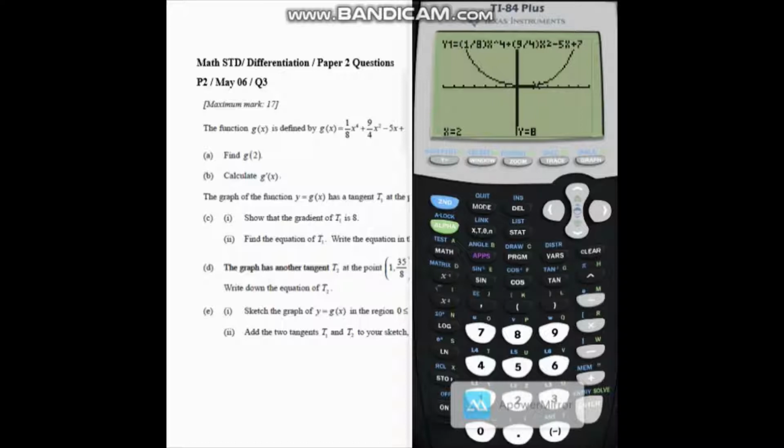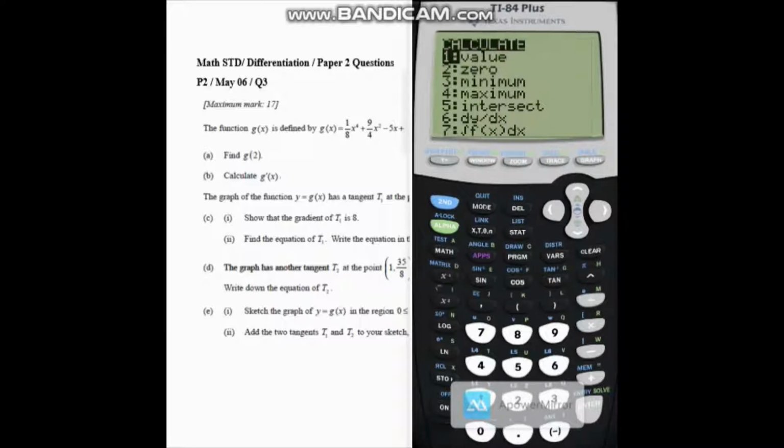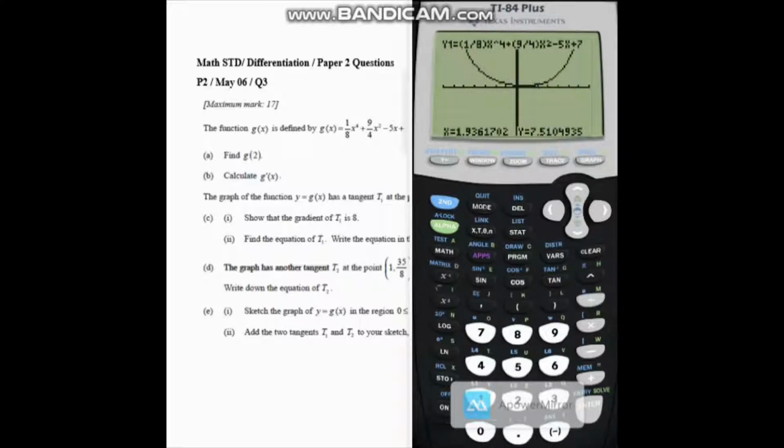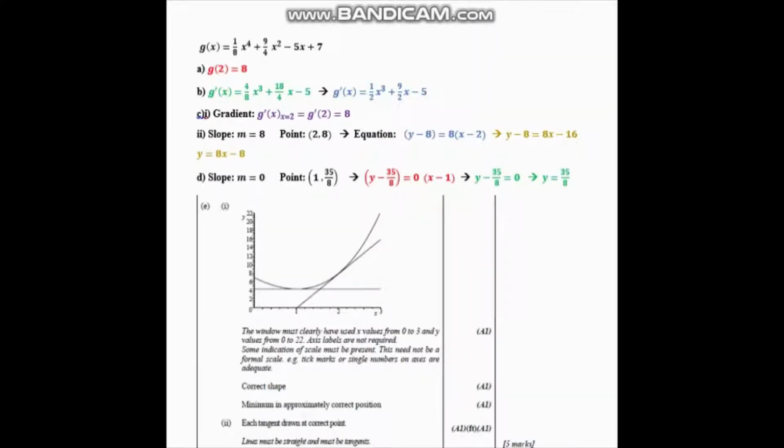I need to find the slope or the gradient when x equals 2. So I shall press on second, trace dy by dx, 2, and the calculator tells me that the gradient is 8. Hence, g dash of x when x equals 2, or simply g dash of 2, is 8. This is the slope of the tangent when x equals 2.